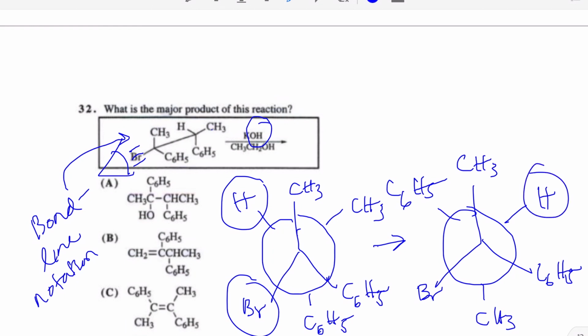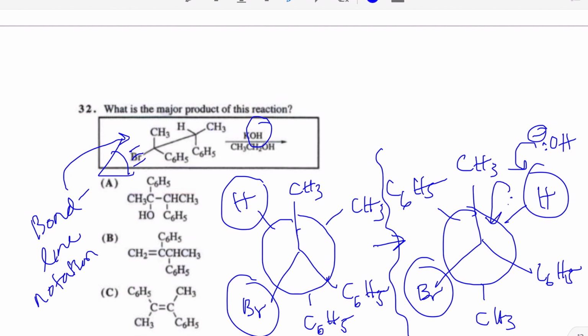So now we find that these two groups are anti to each other. So what this means is that now we're in a prime position to do an E2 reaction. So the hydroxyl anion from the potassium hydroxide swoops in and it deprotonates. And this causes the electrons, that original CH bond, to move down and go into this double bond.